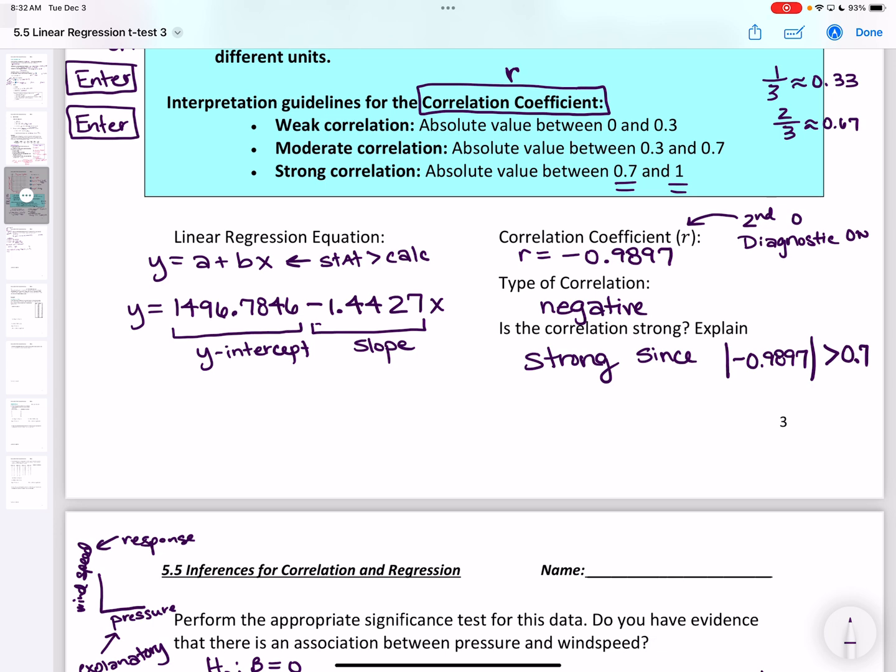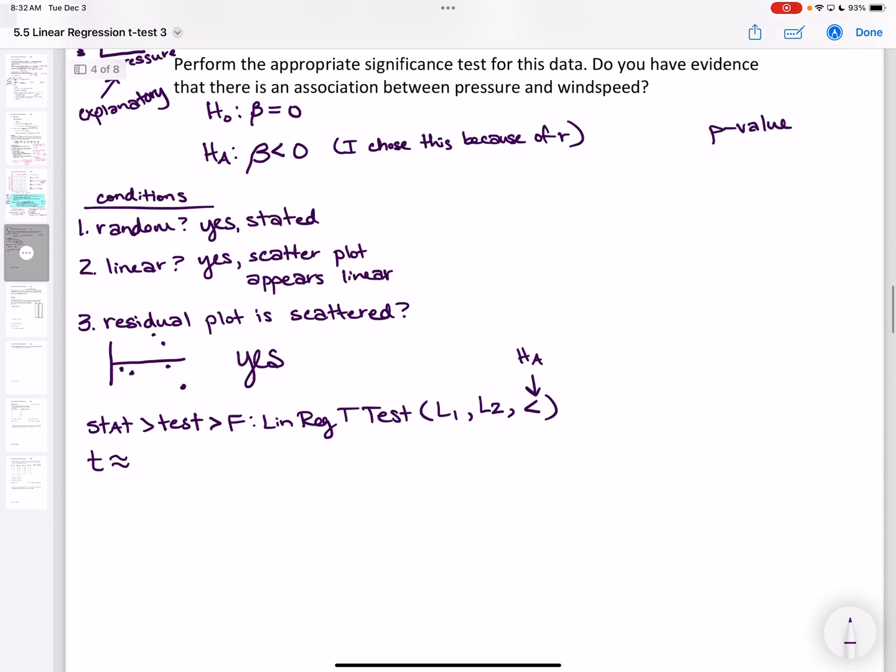Okay. So now that you did stat test, option F, could you get the test statistic? Yes. What is it?